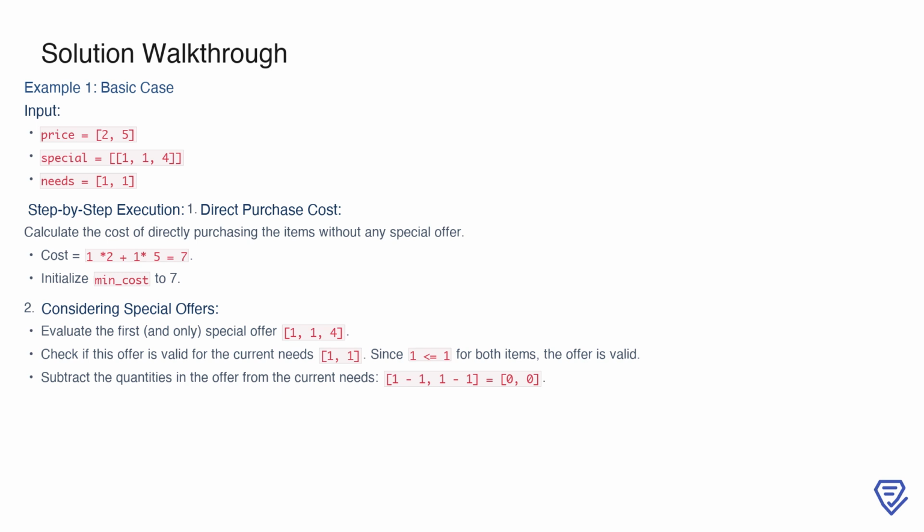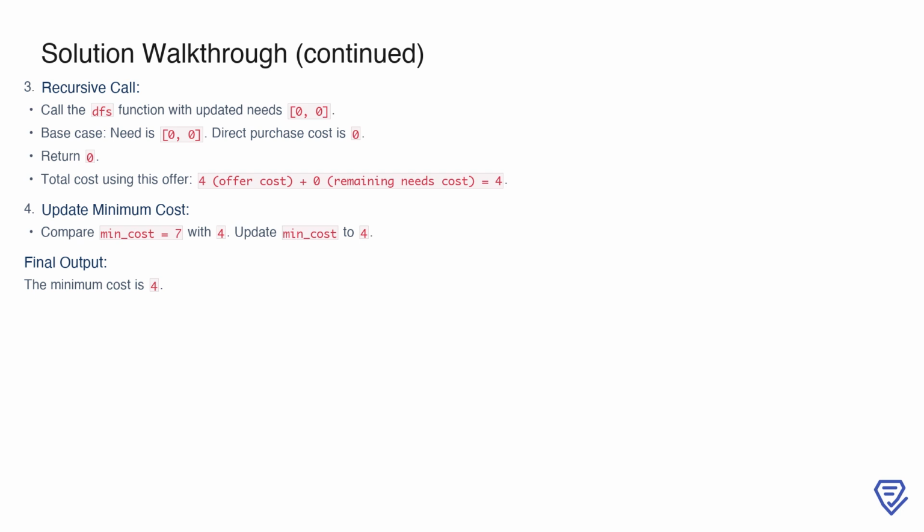Next, we consider the given special offer, 1, 1, 4. To determine if this offer is valid, we check if we can fulfill it with our current needs. Since 1 equals 1 for both items, the offer is valid. We then subtract the quantities in the offer from the current needs, resulting in updated needs of 0, 0. After updating the needs to 0, 0, we make a recursive call to the DFS function with these new needs. At this point, since the needs are 0, 0, we hit the base case where no items are required. The direct purchase cost for 0, 0 is 0, so the function returns 0.